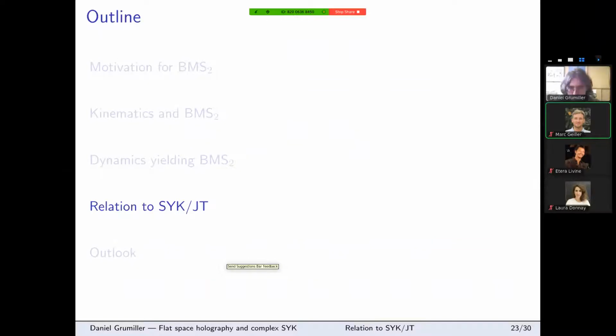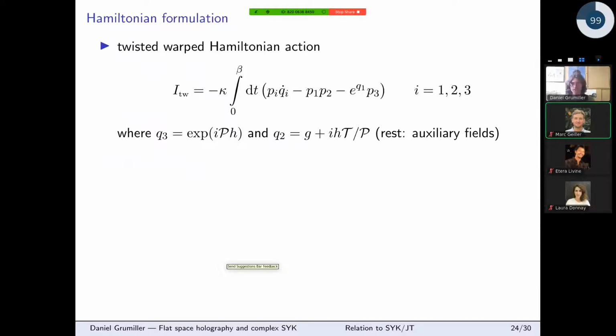Okay, so I have about 10 minutes, so that should be sufficient. So let me start with presenting the Hamiltonian formulation. Since we have up to second derivatives, it's convenient to introduce auxiliary fields so that you have a standard first order action of Hamiltonian form. And when you do this, you find this is the twisted warped action in the Hamiltonian form.